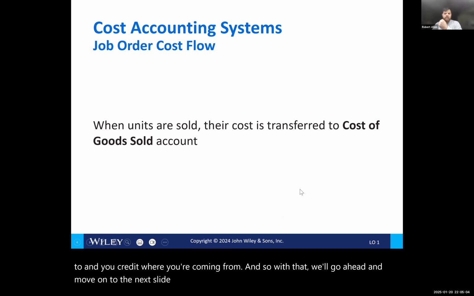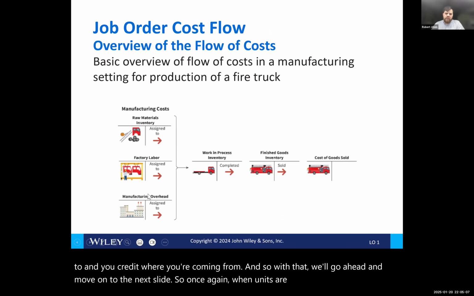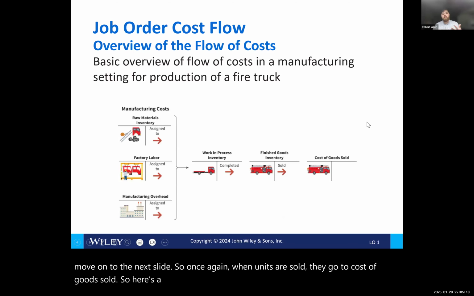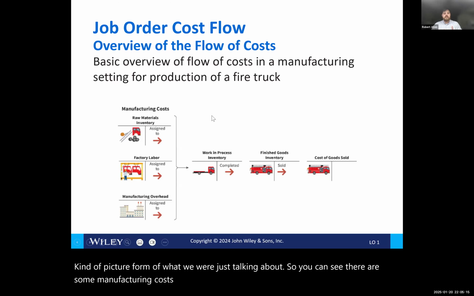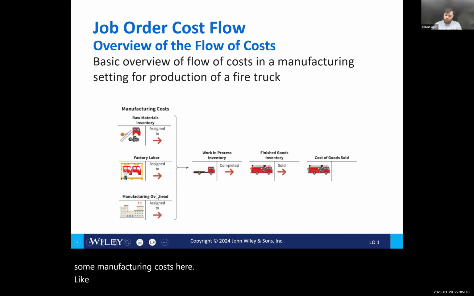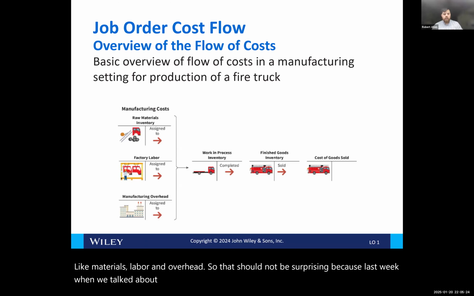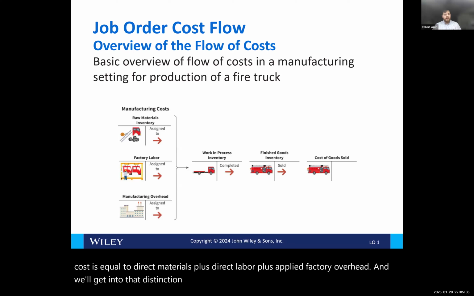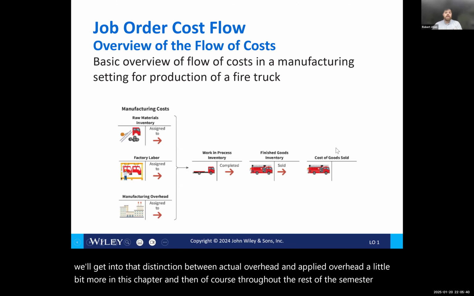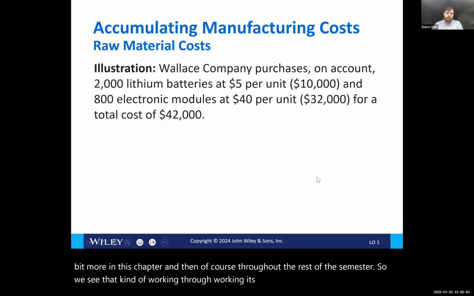So once again, when units are sold, they go to cost of goods sold. Here's a physical, picture form of what we were just talking about. You can see there are some manufacturing costs here, things like materials, labor, and overhead. That should not be surprising, because last week when we talked about the manufacturing cost equation, we said total manufacturing cost is equal to direct materials plus direct labor plus applied factory overhead. We'll get into that distinction between actual overhead and applied overhead a little more in this chapter, and then throughout the rest of the semester. So we see that working its way through in this example.